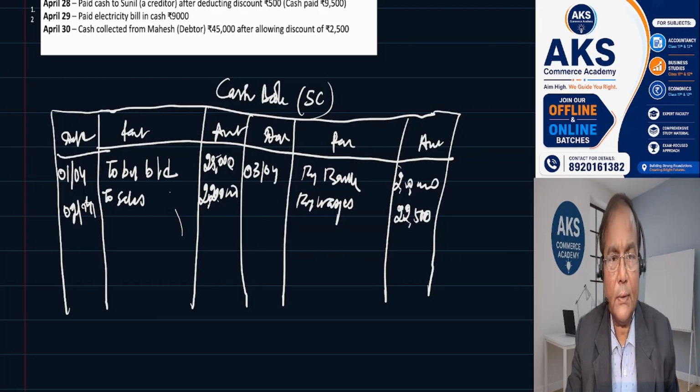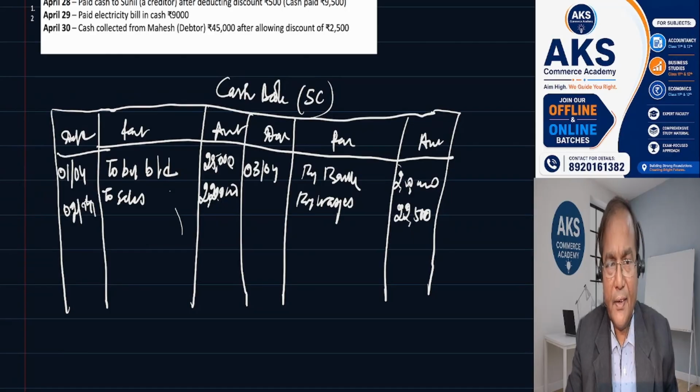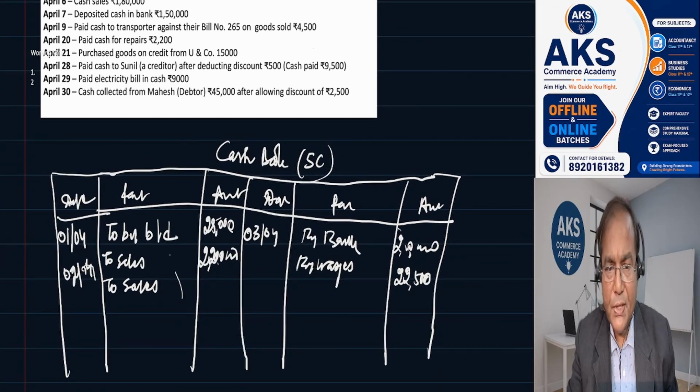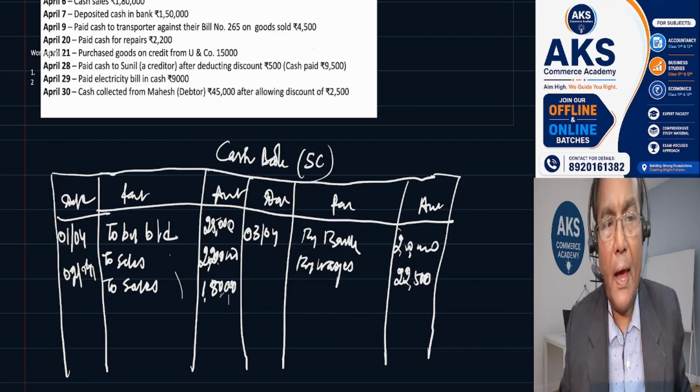Then comes the next one. Cash sales 1,80,000. So we will write here cash sales 1,80,000. Entry on which side? Receipt. Cash is coming in, so this is the receipt side. So we'll write here to sales. How much? 1,80,000. So we'll write here 1,80,000.